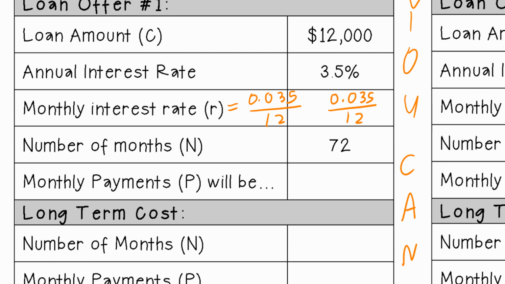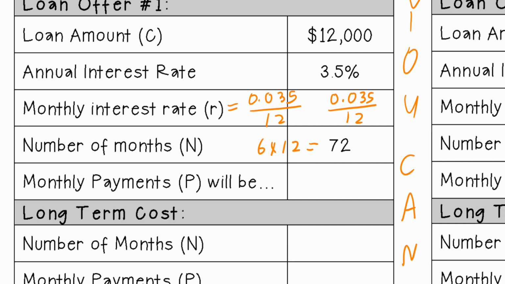Number of months, N. So it does say 72, but the way I infer this is really 6 years, because if you think about the compounding frequency, which should be compounded monthly, it is 6 times 12, which becomes 72. Now, what about the monthly payment P?